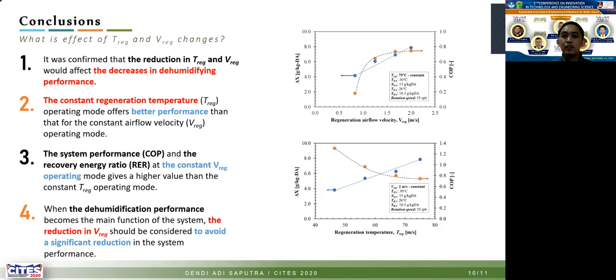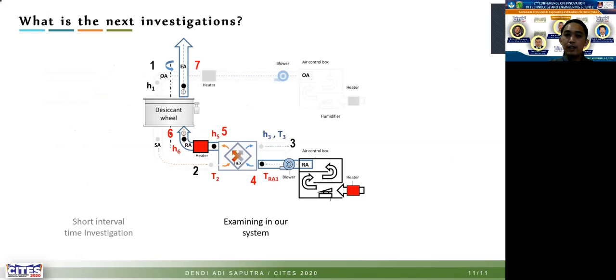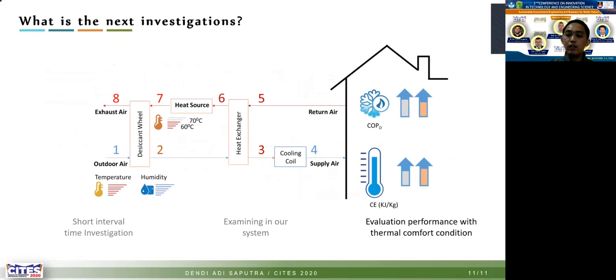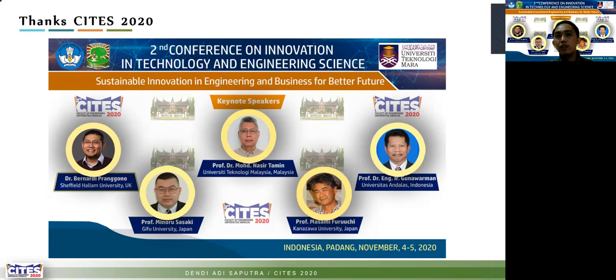So we suggest that if dehumidification is the main priority in our system, constant regeneration air temperature should be used. In the next investigation, we would like to investigate what happens to the system performance if we use fluctuation in the regeneration heat input, and we will evaluate performance with the thermal comfort condition.